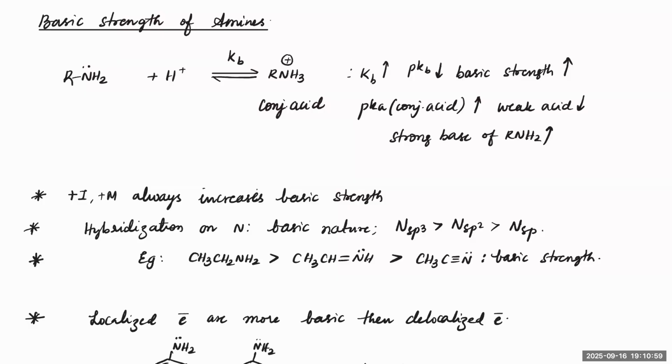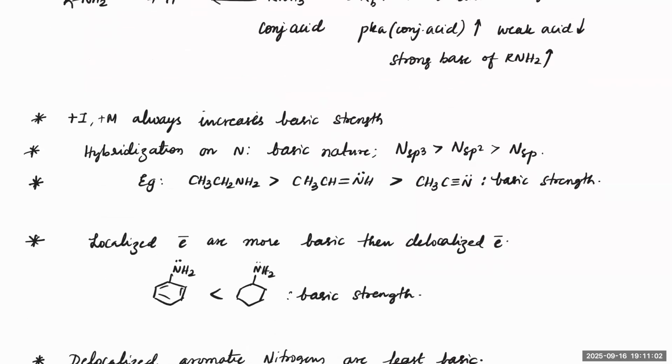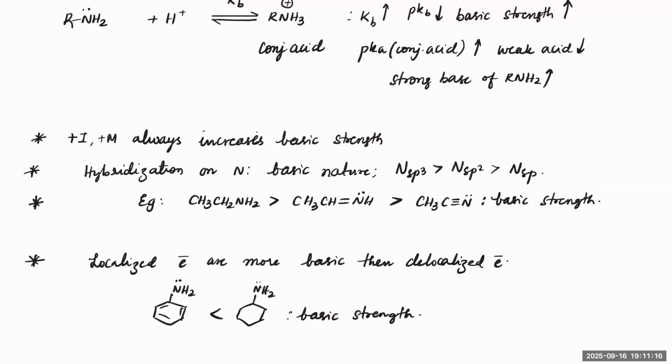Now, if you notice, plus I and plus M always increase the basic strength. Clear? While if it comes to hybridization on nitrogen, you will see nitrogen with sp3, nitrogen with sp2, and nitrogen with sp. If you compare these three, nitrogen with sp3 will always have more basic character than nitrogen with sp2 and nitrogen with sp. So this is the order in which the basic strength will vary.